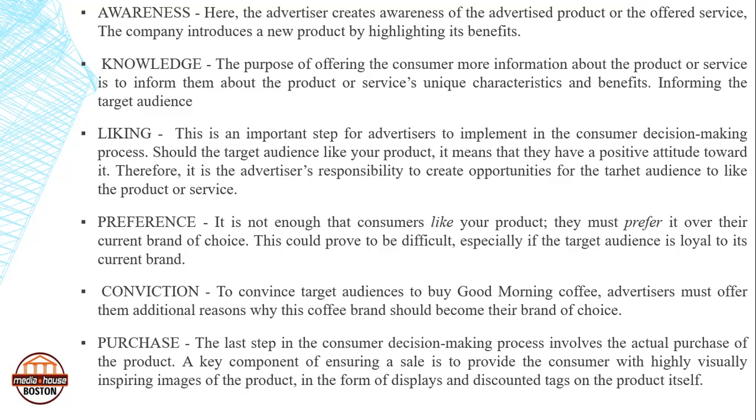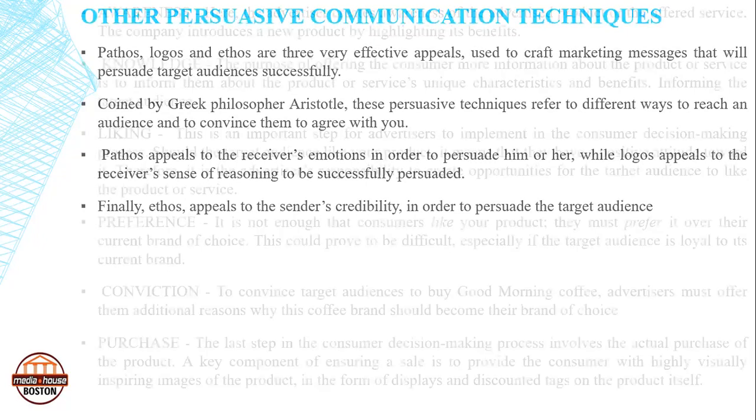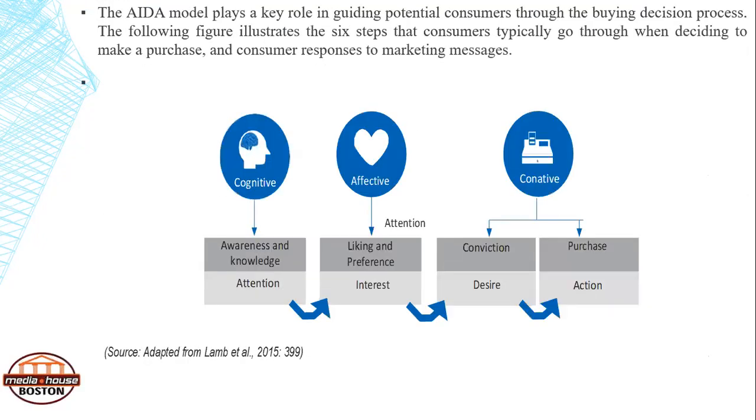In step 6, purchase. The last step in the consumer decision-making process involves the actual purchase of the product. A key component of ensuring a sale is to provide the consumer with highly visual, inspiring images of the product. It might be in the form of displays and discounted tags on the product itself. So this is the 6-step process that influences the consumer decision-making process.